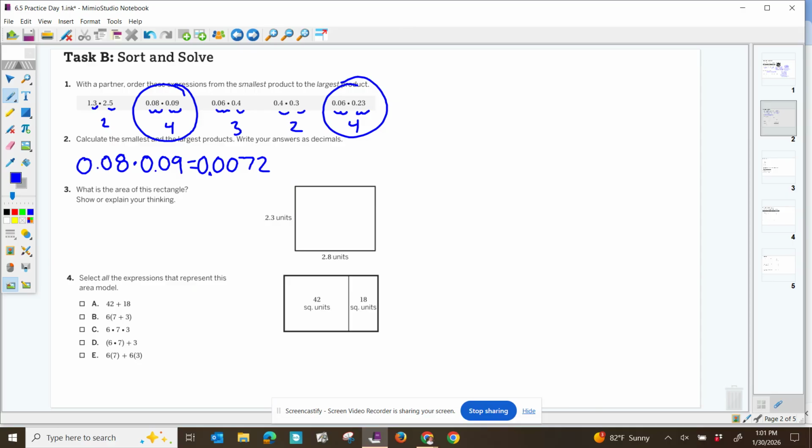Then which one's the largest? I know it's going to be either this one or this one with 2 decimal places.